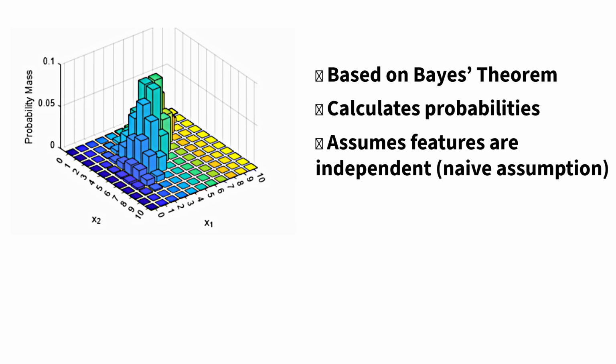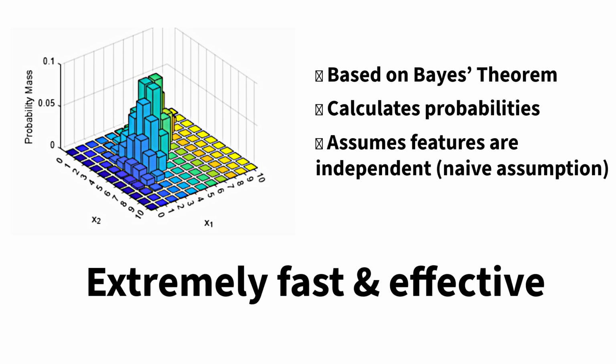Of course, in the real world, features are not always independent. But this assumption makes the math simple and the algorithm extremely fast. And here's the surprising part. Even with this unrealistic assumption, naive Bayes often performs very well in practice.